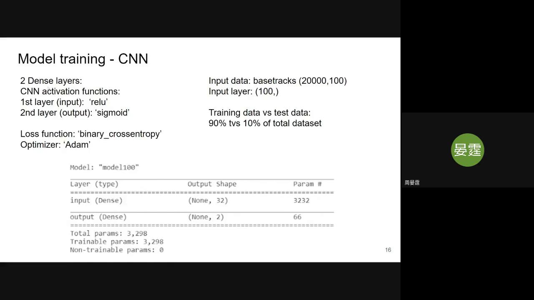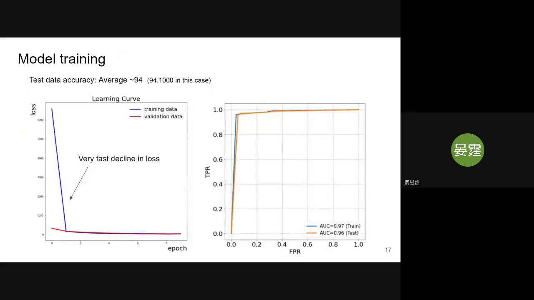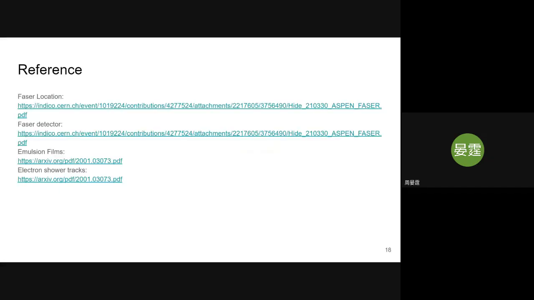And so we have two dense layers, and the loss function is binary cross entropy. We use Adam for the optimizer, and the training data versus test data is 90% of the total data set versus 10%. And here's a quick glance of the model training results. You can see that we have a very good accuracy and a very fast decline in loss and very good true positive rates. And this is the reference, and this concludes my presentation. Thank you.